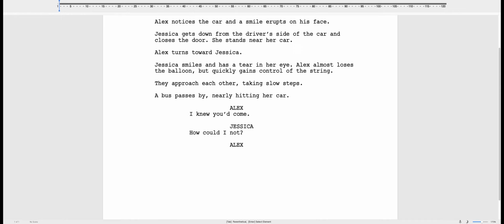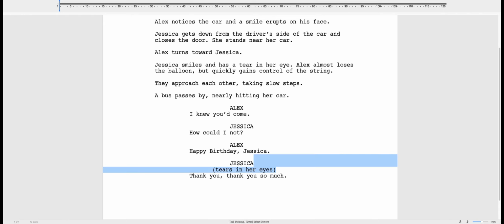Then Alex says, what does he say? Let's say, I wouldn't miss it for anything, or something like that. Or let's just say happy birthday first, because it's for her that he's holding the balloon. Happy birthday, Jessica. And she says, thank you so much. But at this point she has tears in her eyes.